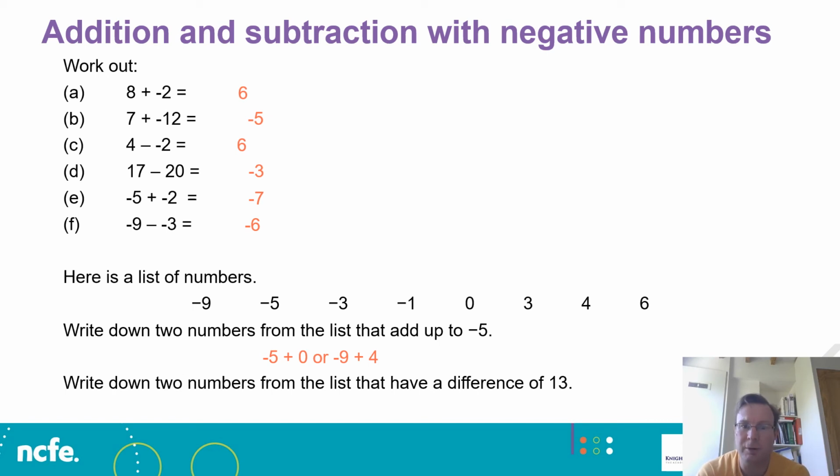A good idea might be to start with one of the numbers that's furthest to the left, furthest into the negative. So you might start with maybe a -9 and think, well, have I got the numbers the other side to make up a difference between those numbers of 13? Let's have a look. There we go, -9 and +4. So we've got 13 jumps between those numbers on your grid.